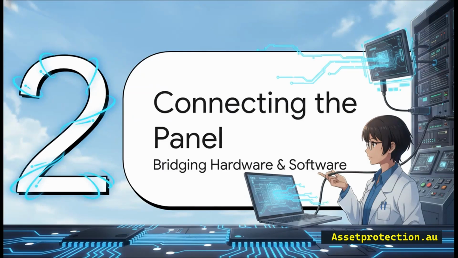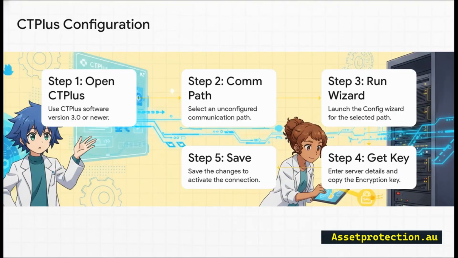Okay, so we're in the software. That's great. But it's not much use without the hardware, right? The next critical step is to connect our physical panel and get it talking to the system. For this next part, we're going to step outside of the WMS Pro web browser for a minute. We need to use a different piece of software called CT+. This is what you use to program the panel itself. So here's the basic plan. We'll open up CT+, pick a communication path, run a handy wizard, punch in our server details and a really important encryption key, and then save it to kick off the connection.